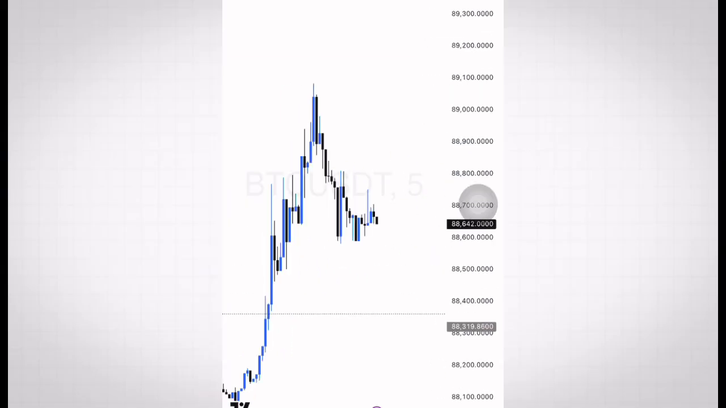I just want to show you how you can leverage TradingView as the best tool, and then analyze the market and place this trade.